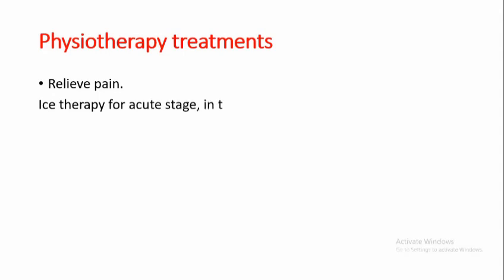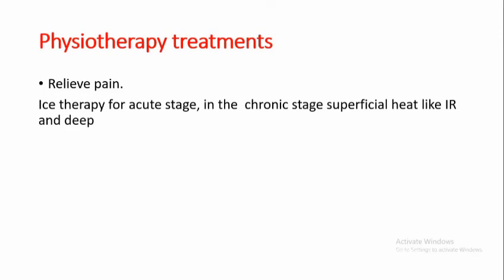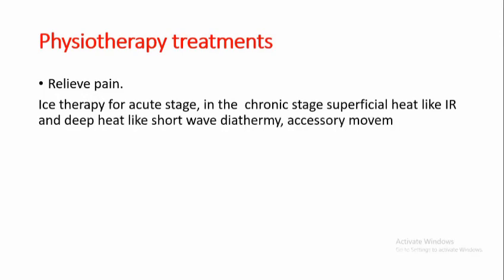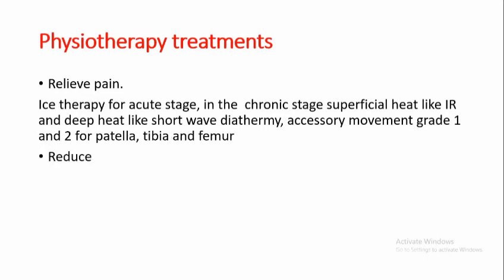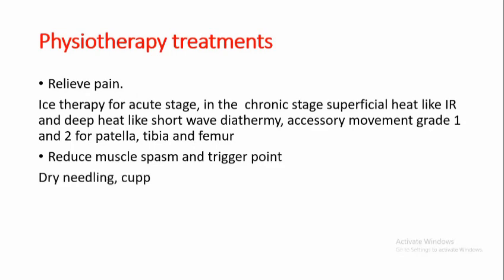Next, move on to treatment. First, reduce pain. Ice therapy for the acute stage. In the chronic stage, superficial heat like IR and deep heat like shortwave diathermy. Accessory movement grade 1 and 2 for patella, tibia, and femur. Reduce muscle spasm and trigger points: dry needling, cupping, and kneading.